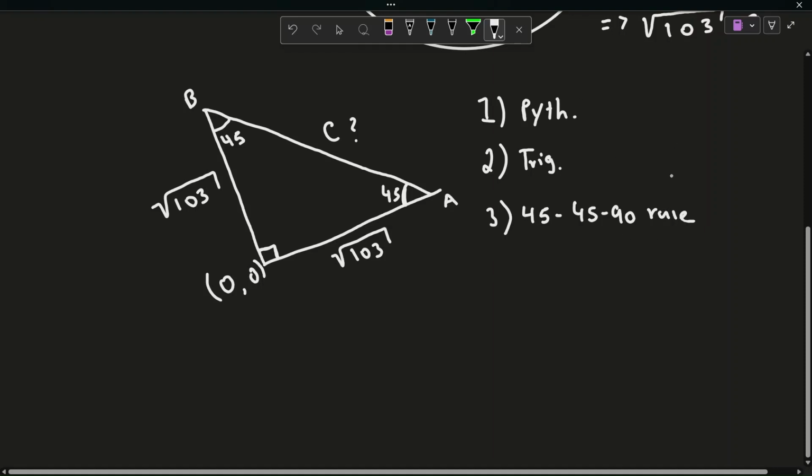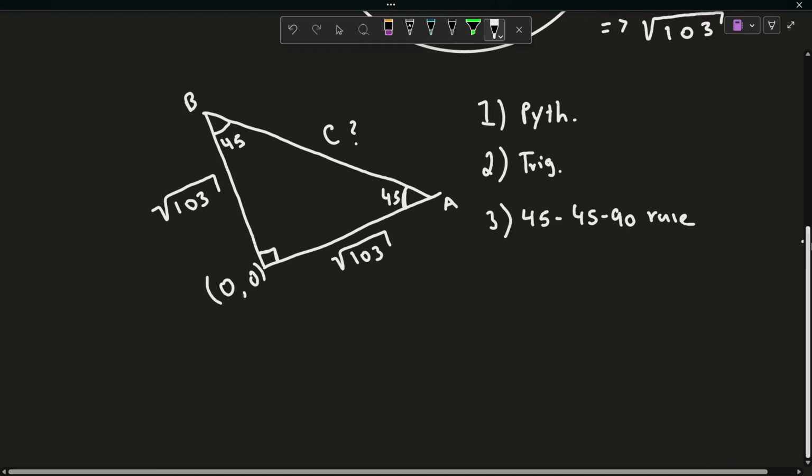I'll go through all three of them here. So let's start with the Pythagorean theorem. And the Pythagorean theorem, as we learned, is a squared plus b squared equals c squared. And if we take these two lines as a and b, that's going to give us 103 plus 103 is equal to 206.